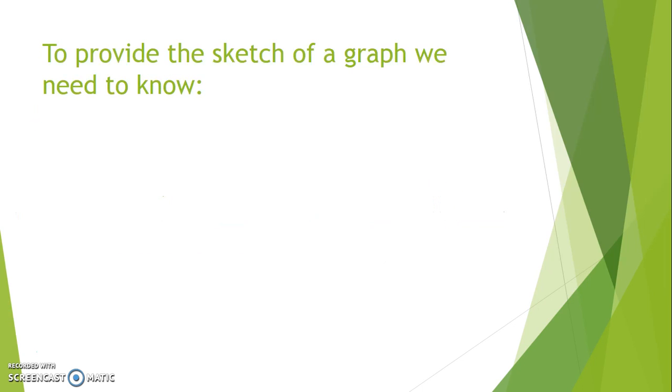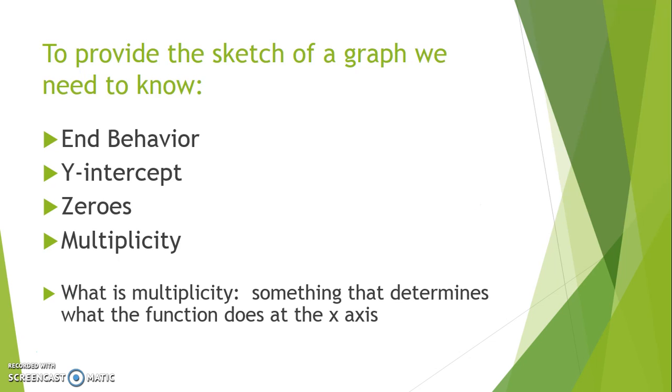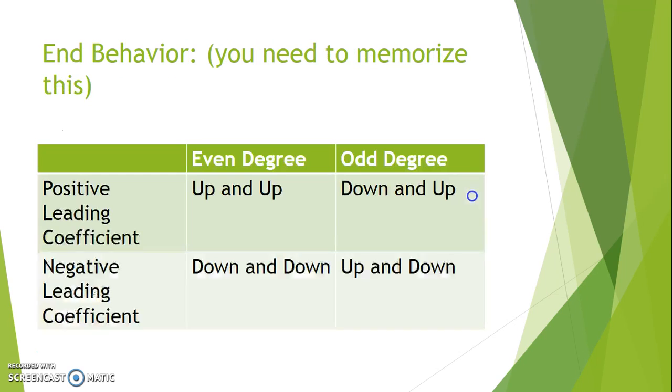So, to provide the sketch of a graph, we need to know several things. First, we need to know end behavior, which we've been talking about in class. We need to know the y-intercept, zeros, multiplicity. Okay, and what is multiplicity? Sometimes that's something that determines what the function does at the x-axis. That's something we'll talk about a little bit later.